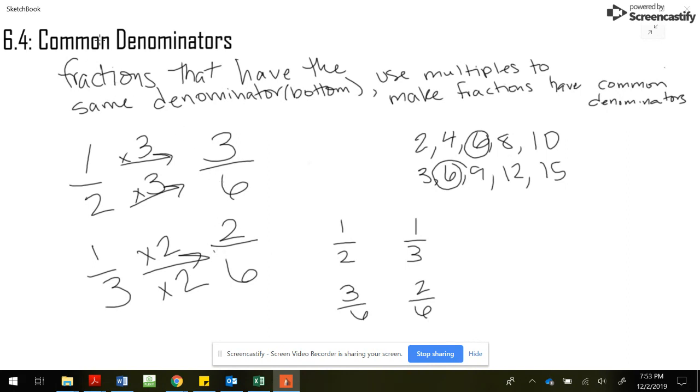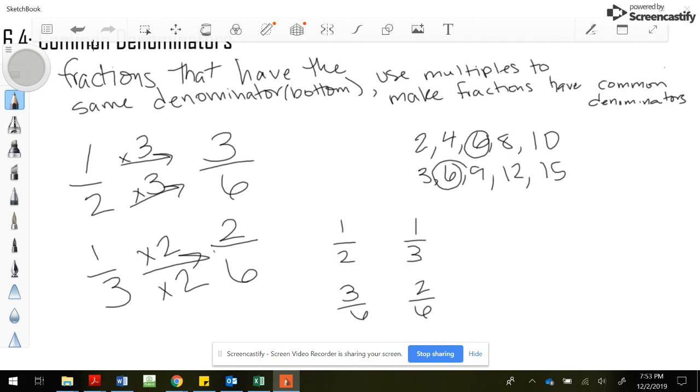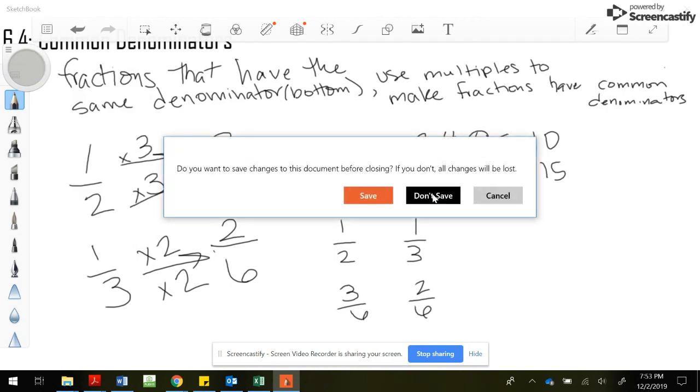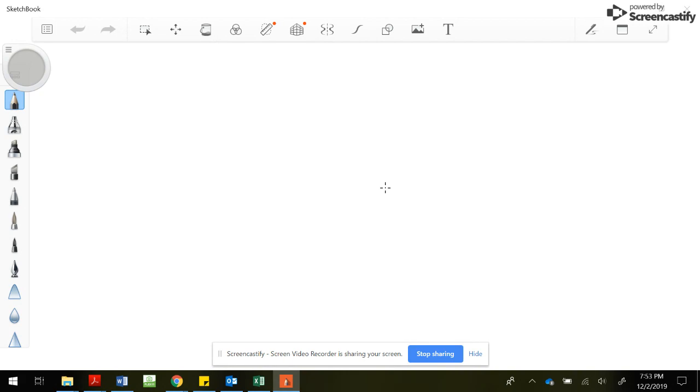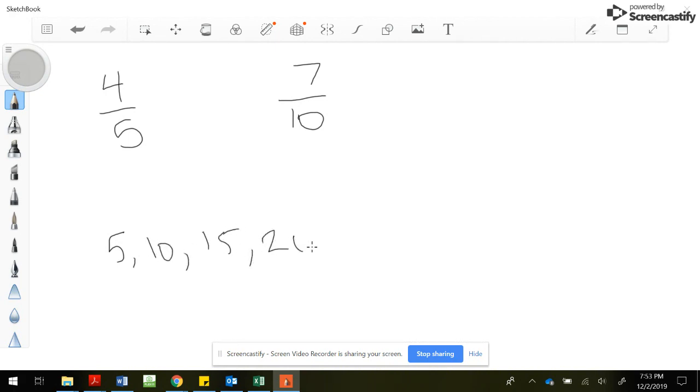Let's look at another example. Let's do 4/5 and 7/10. Okay, so I need to find a multiple that they share that I can use to make common denominators. My multiples of 5, so I'm going to skip count, are 5, 10, 15, 20. My multiples of 10 are 10, 20, 30, and 40. So the first one I see that they have in common is 10.